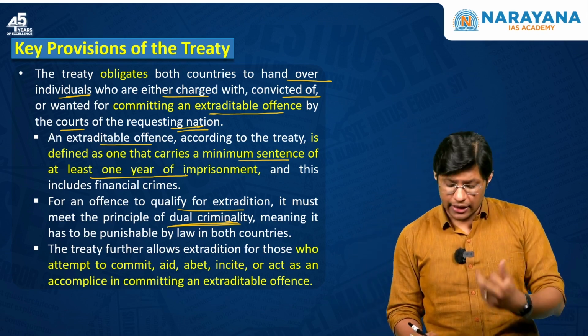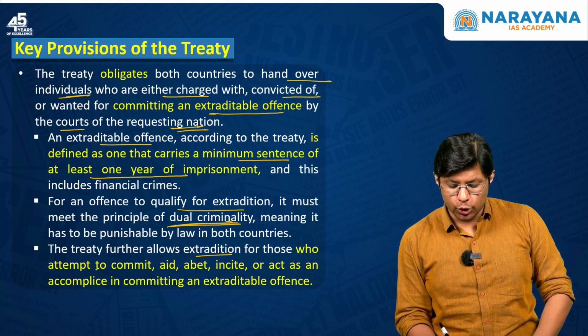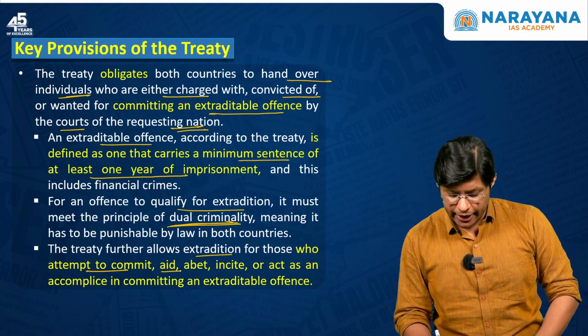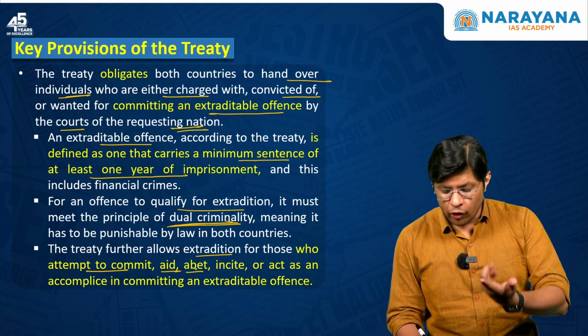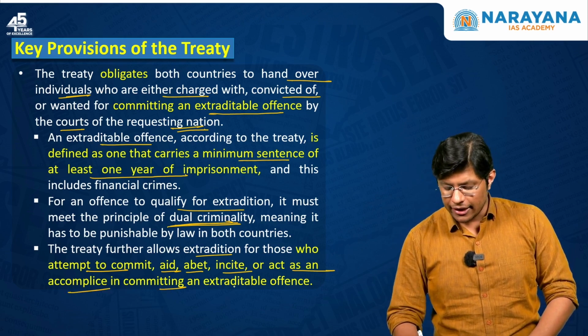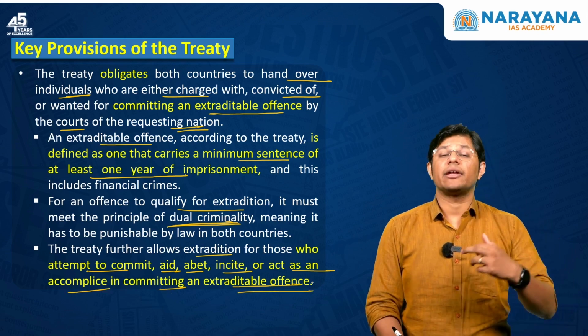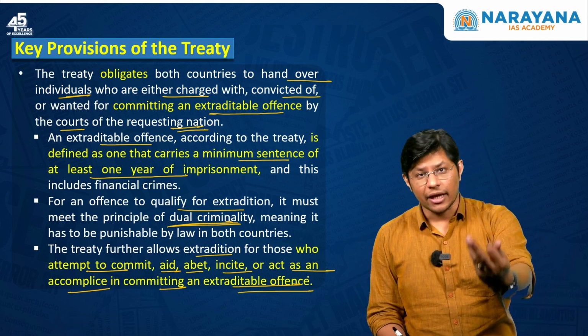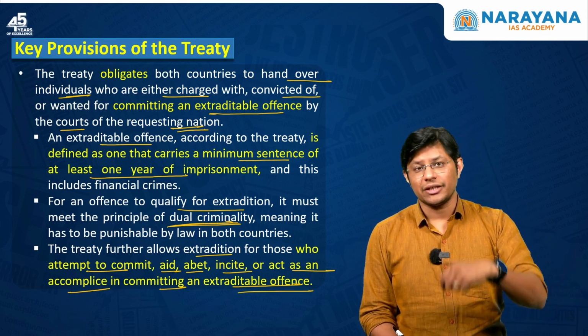The treaty further allows extradition for those who attempt to commit, help, get involved, incite or act as an accomplice in committing an extraditable offence. So, if anyone is helping another person to commit a crime, even that person has to be extradited.